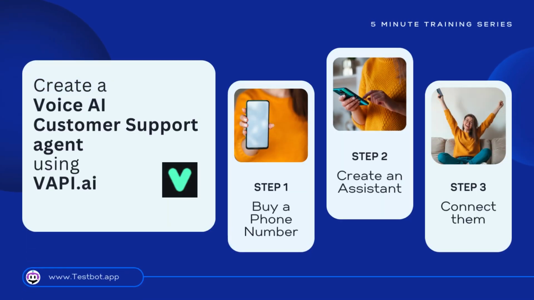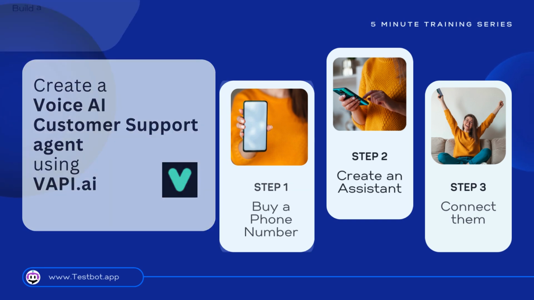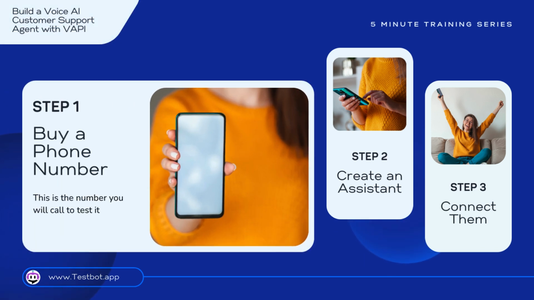All right, we're going to create a voice AI customer support agent using VAPI.ai that will let you take customer support calls on your telephone. The first step is to buy a phone number. This is the number that you'll call to actually use the service.